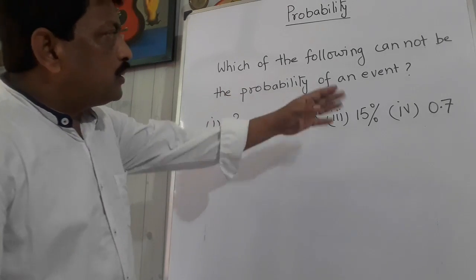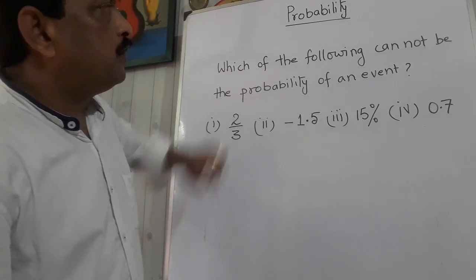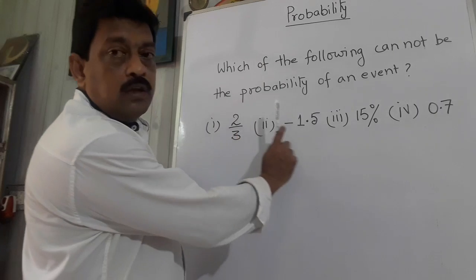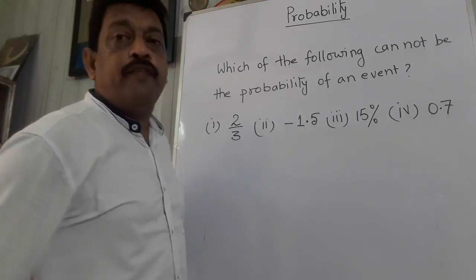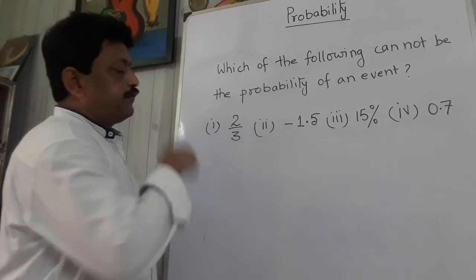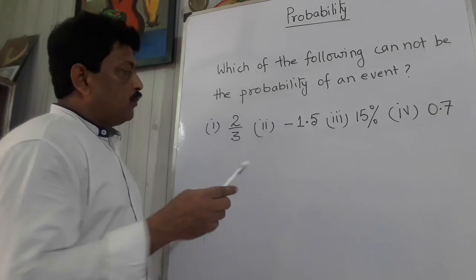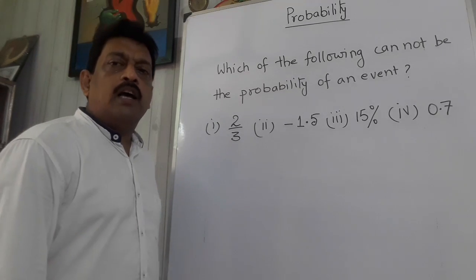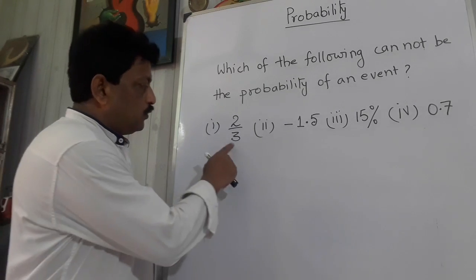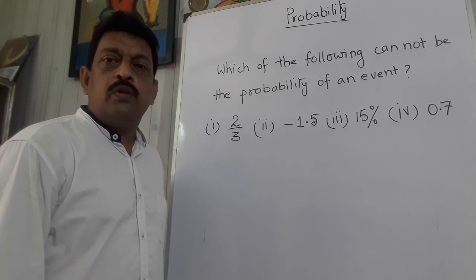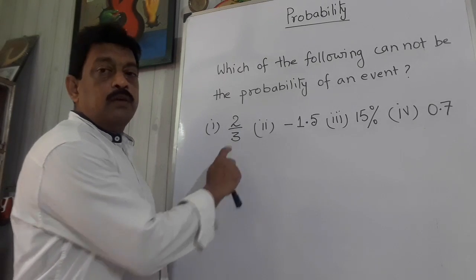Understood? Now we'll go on to solve a few problems from the exercise. Let us go through the question. Which of the following cannot be the probability of an event? The first option is 2 by 3. We all know that probability lies between 0 and 1. 2 by 3 lies between 0 and 1, so this can be the probability of an event.